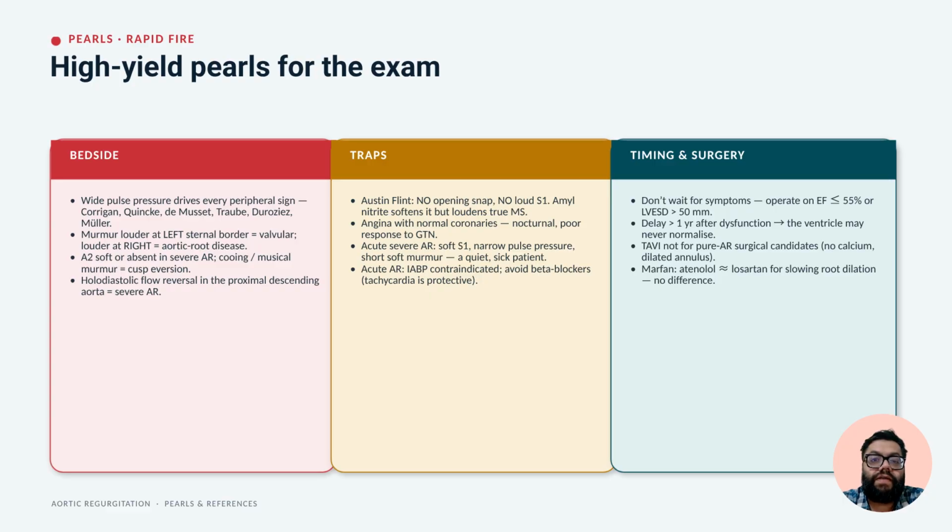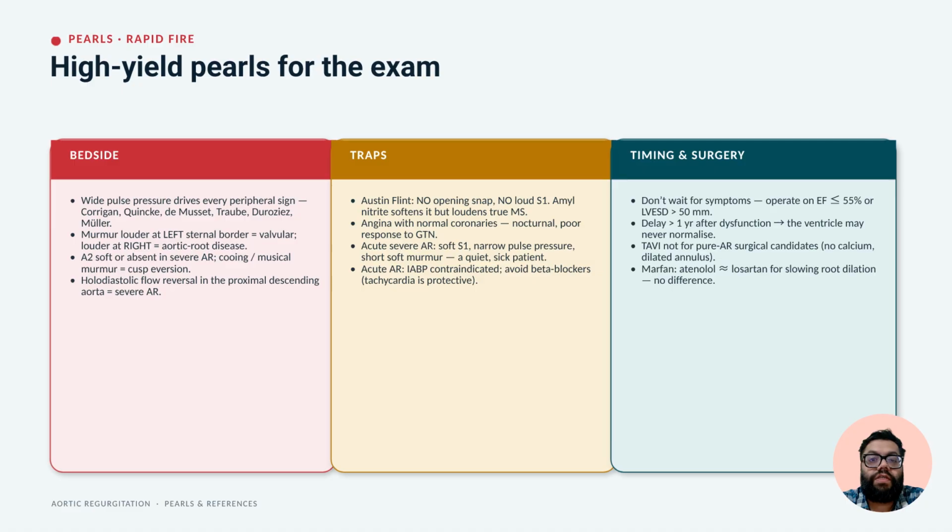Rapid fire round, the facts most likely to earn a mark. From the bedside: the wide pulse pressure is the single engine behind every eponym. So if you forget the names, reconstruct them from the physiology. Remember the side rule. A murmur loudest on the left of the sternum is a leaflet problem. On the right, a root problem. And that the second sound softens in severe disease.